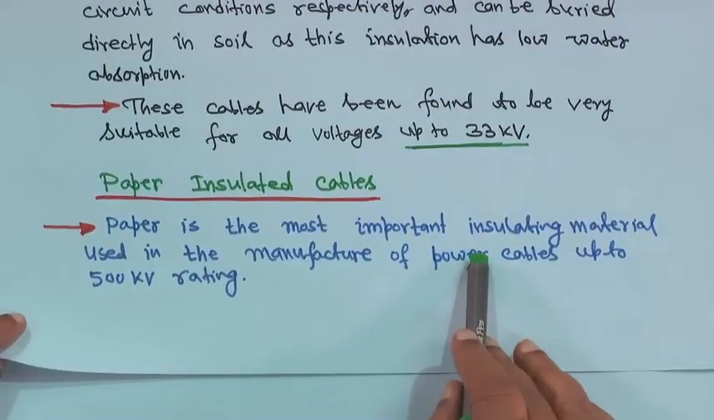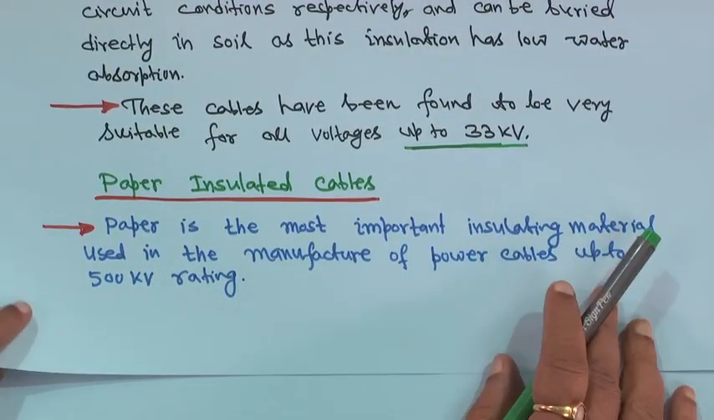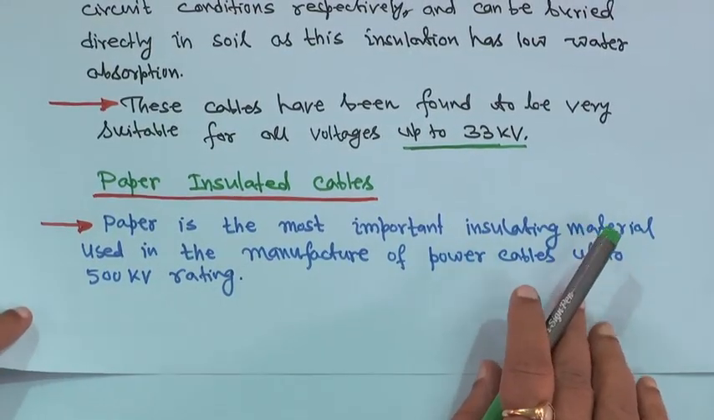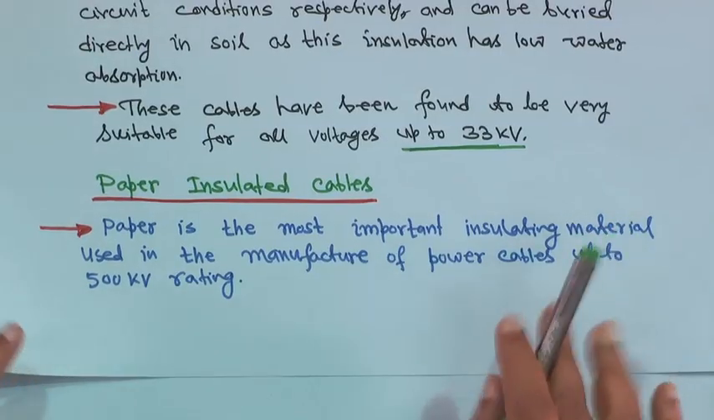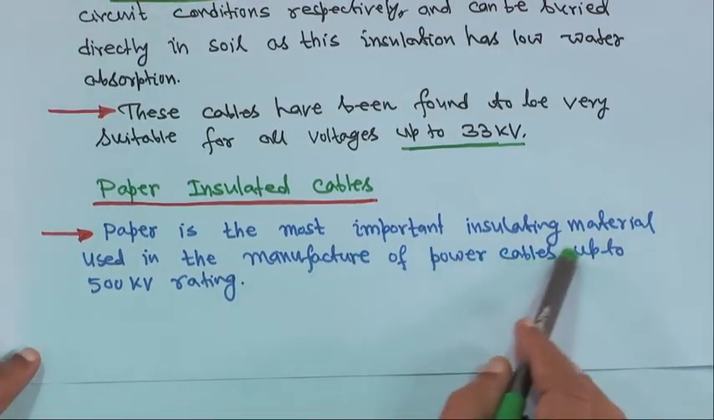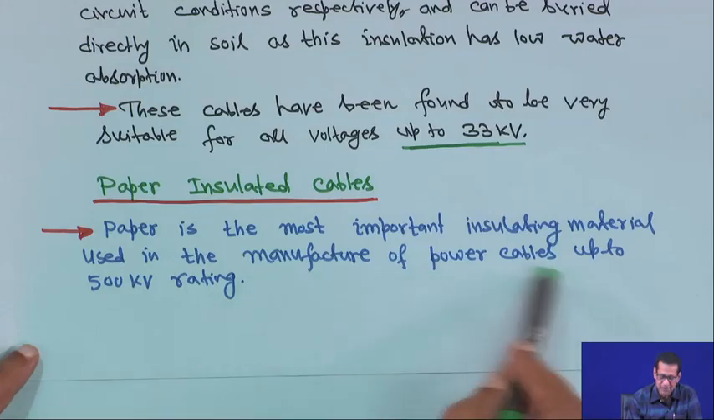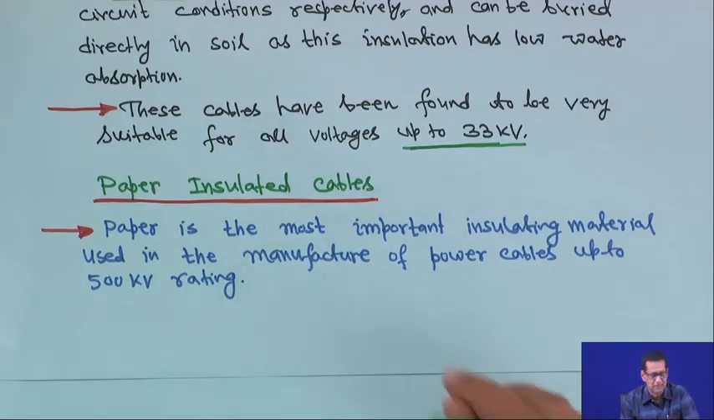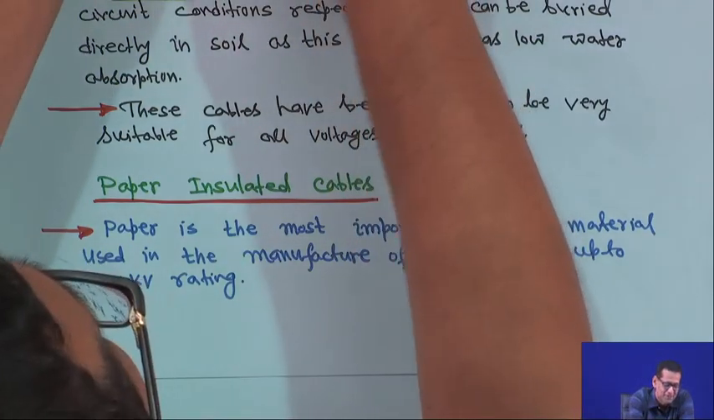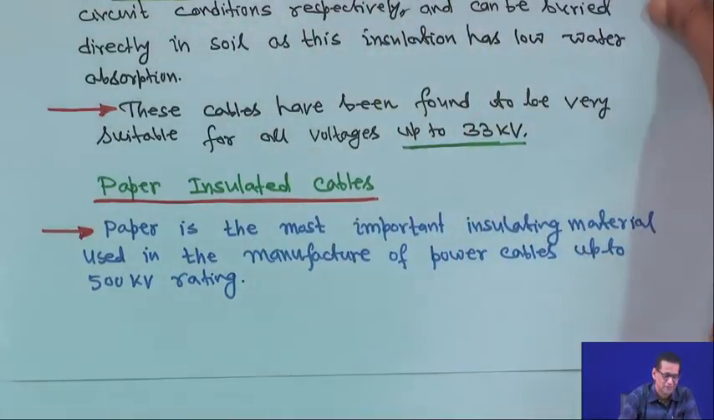Okay. Next is the paper insulated cables. The diagram and other things, I will come to that later and show you from the book. Paper is the most important insulating material used in the manufacture of power cables up to 500 kV rating. These paper insulated cables are very common.